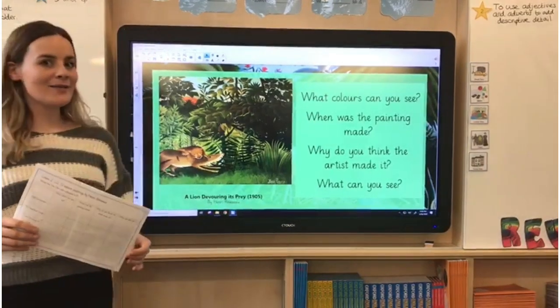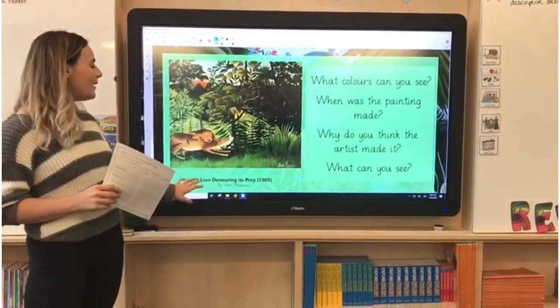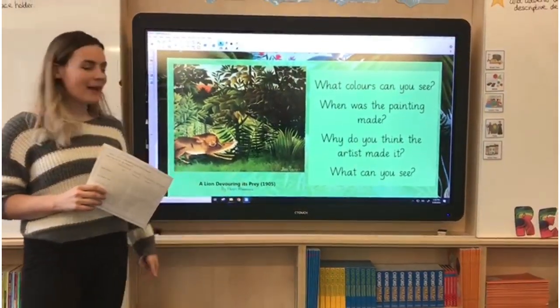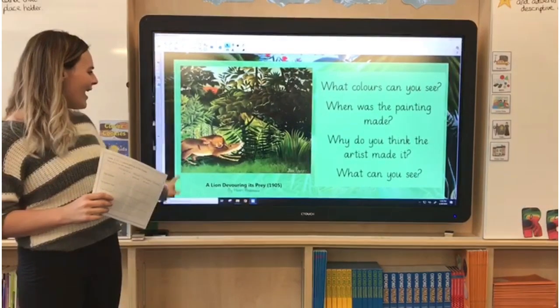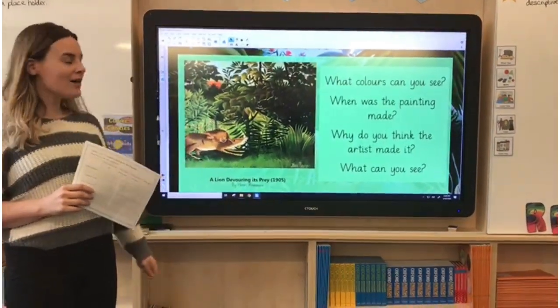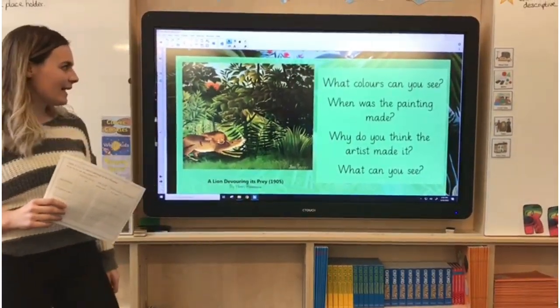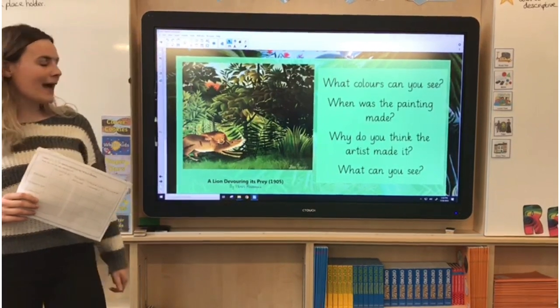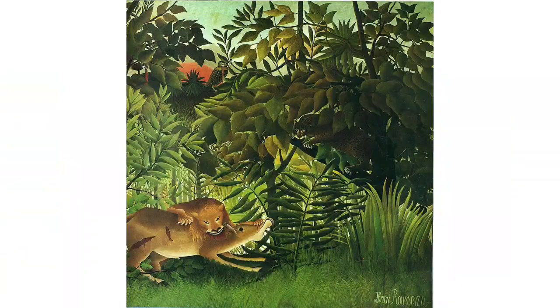My third painting is something slightly different. This is called A Lion Devouring Its Prey, and this was painted in 1905. And as you can see, there is a very hungry lion having a tasty dinner. What else can you see in this painting?